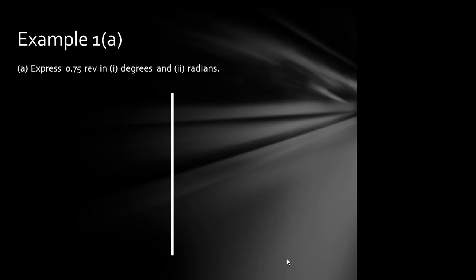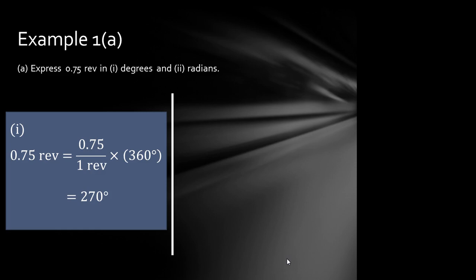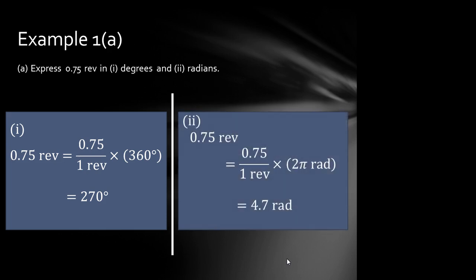So, first one, express 0.75 revolutions in degrees and radians. This is quite easy, intuitive. 0.75 revolutions is nothing but 3/4 of a round, which should be 270 degrees or 1.5 pi. So let's work it out. We'll take it as a ratio of one revolution, then multiply by the degrees of one revolution to get 270 degrees. You can do the same for radians, but don't forget to leave your answer in radians, 4.7 radians, which is exactly 1.5 pi.